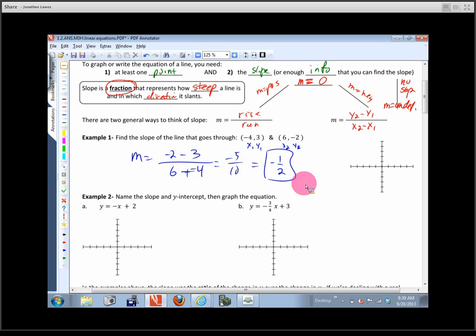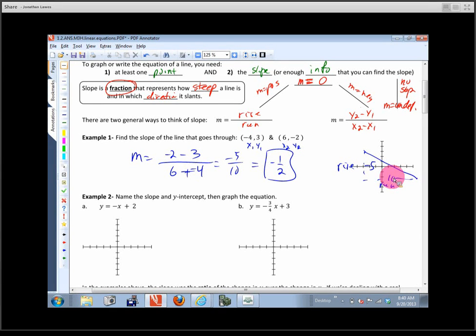So if I graph these points, and graphing is not a very good way to figure out what it is because you've got to draw an accurate graph. So let's do negative 4, 3, and 6, negative 2 would look like this. Okay, those are the 2 points. I suppose if you wanted to go through and count, here's the rise and here's the run. Well, guess what? You get negative 5 and you get 10. You can do it that way, but graphing them and counting squares is generally a horrible idea.